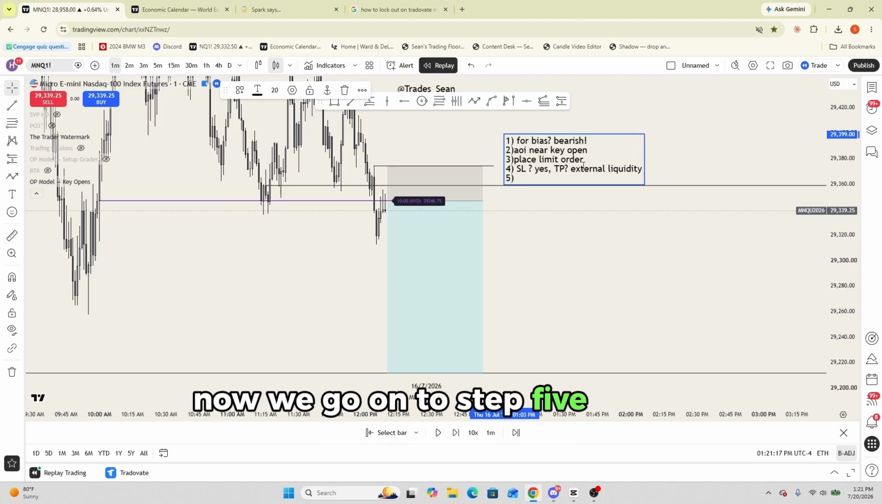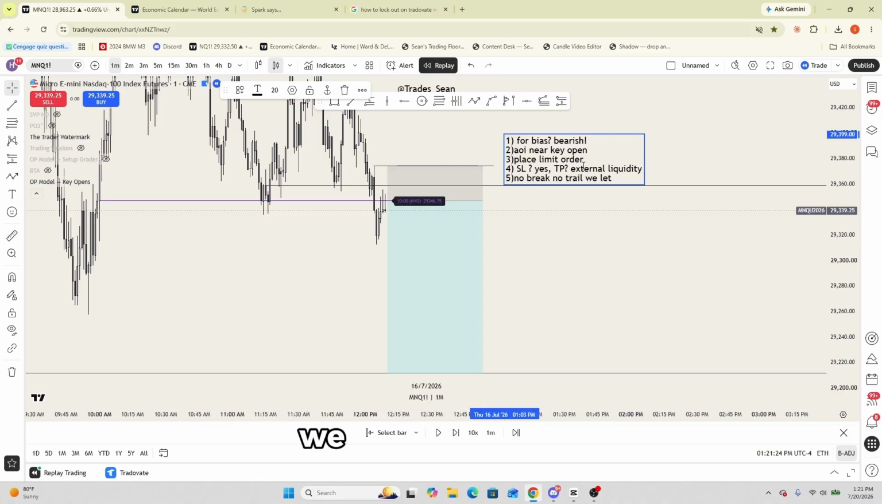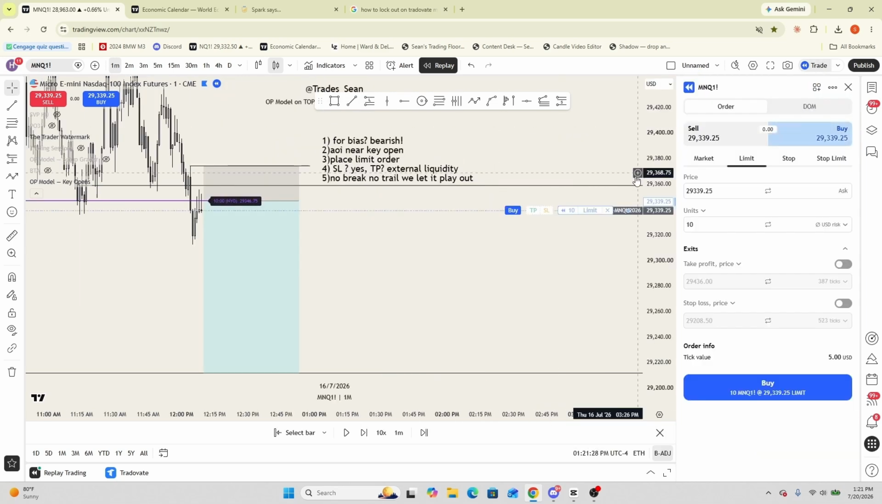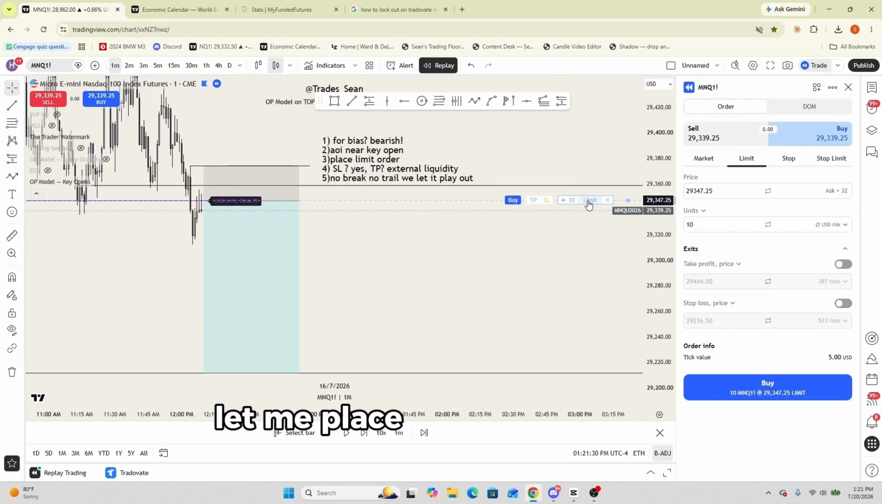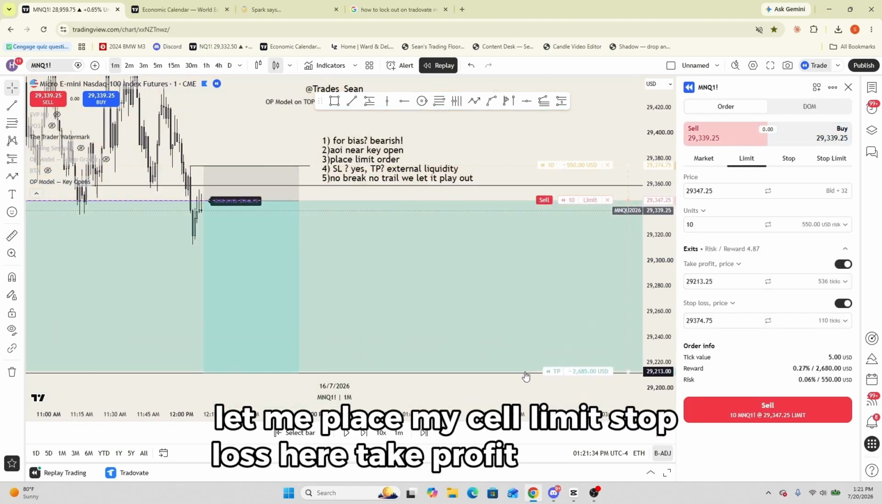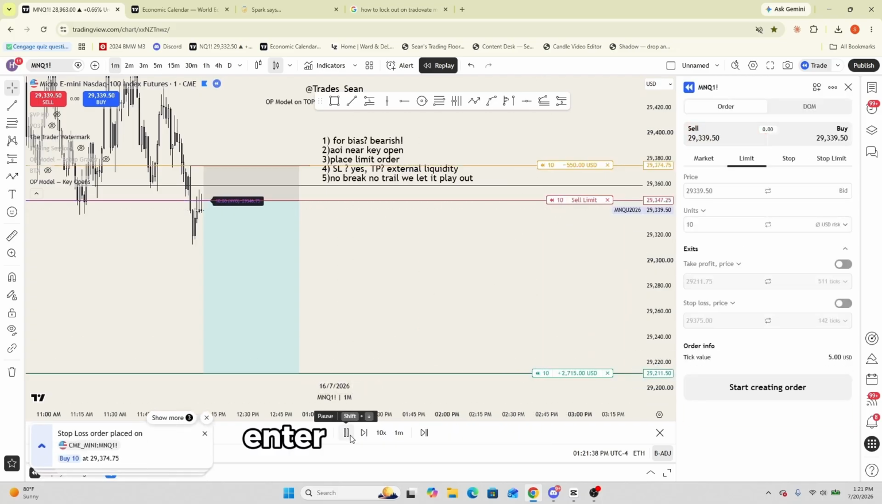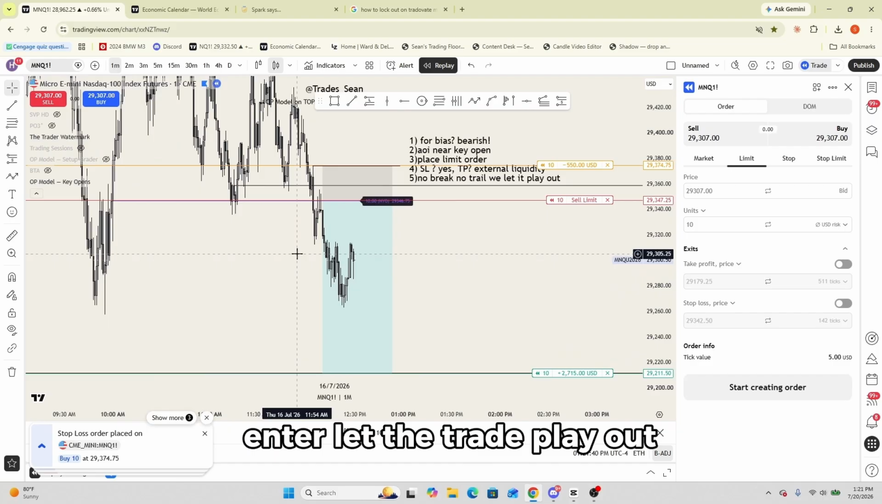Now we go on to step 5. What is that? No break evens, nothing. No trail. We let it play out. So let me place my sell limit. Stop loss here. Take profit down here. We enter. Let the trade play out.